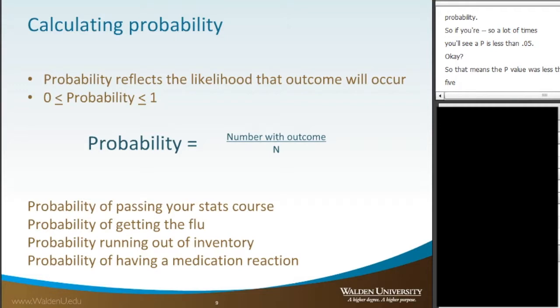So again, in our courses, what's the probability of passing your stats course? If there's 30 people in the course and 3 people fail, then there's a 10% chance of failing and a 90% chance of passing. If you're in public health, what is the probability of getting the flu this winter? Okay, we do stats and we can figure out the probability.